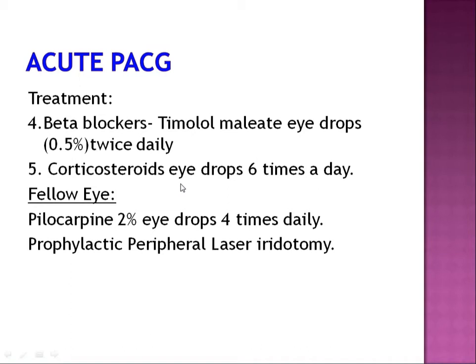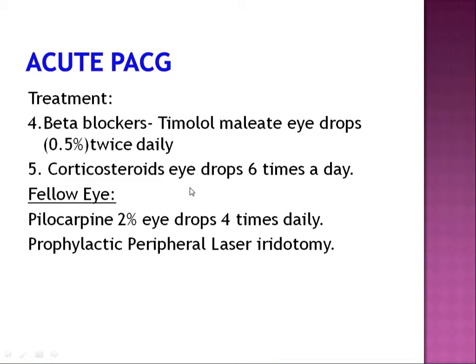Though it is a case of acute attack of glaucoma, we are giving steroids basically to reduce the inflammation within the anterior chamber. If the inflammation decreases, then your angles will be free. They will not be blocked because of the presence of inflammation. The inflammatory cells might block, so you have to give steroids to clear that blockage.